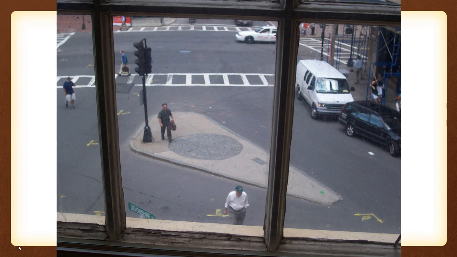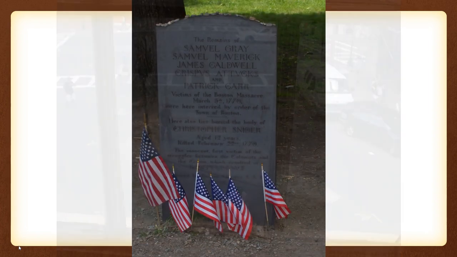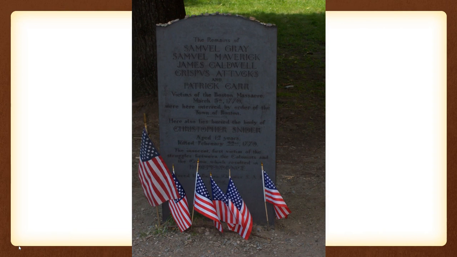But that spot right there is where the first blood was shed in the American Revolution. That spot right there is where Crispus Attucks, the first African American to die, and 4 or 5 other men fell as the British soldiers fired into the mob. They were taken away. They were interred in a common grave in a cemetery not far off Boston Common.